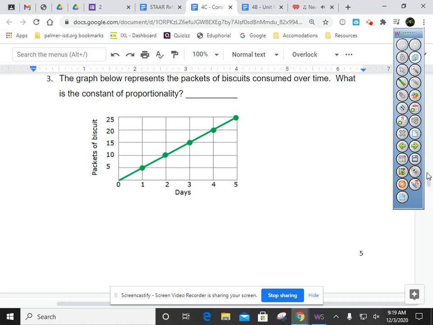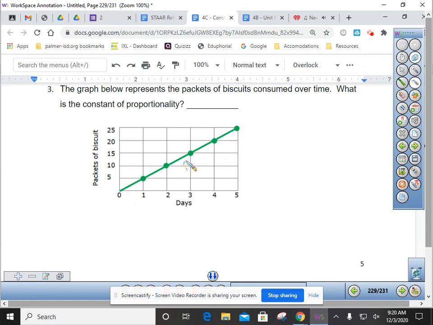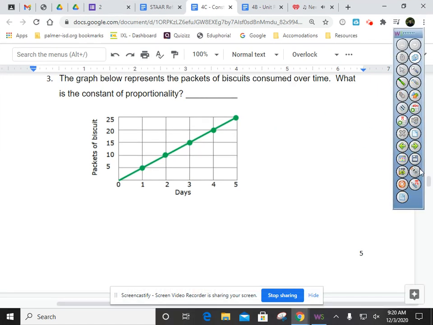Number 3, the graph below represents the packets of biscuits consumed over time. What is the constant of proportionality? What is the formula? Write the formula every time. What's Y? 5. What's X? 1. What's 5 divided by 1? 5. That's it. Turn the page.